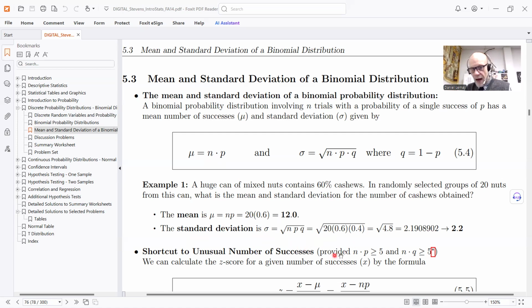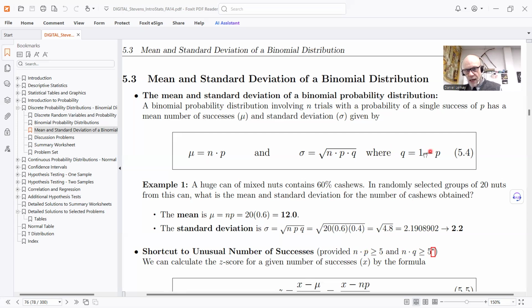In order to be able to use a normal curve for the binomial distribution, this has to be true. Basically, it's your sample size times the probability of success. You multiply, and that has to be bigger than 5. Some books say 10. Either way, it works. Five is often close enough. And then the q is one minus the probability of success.